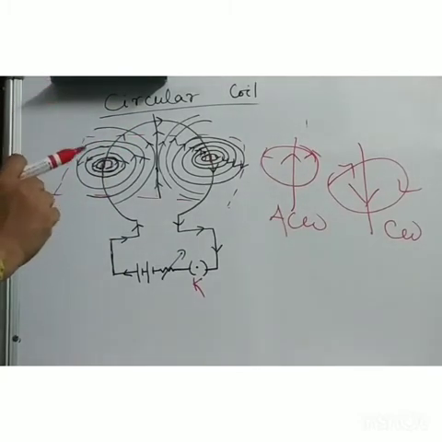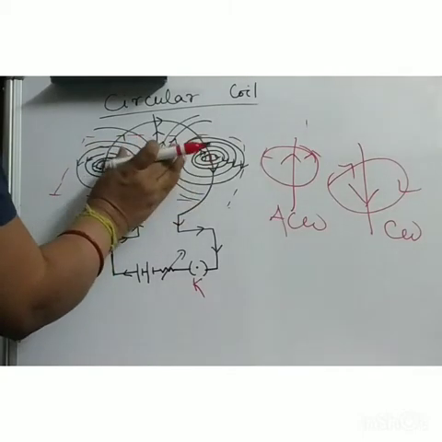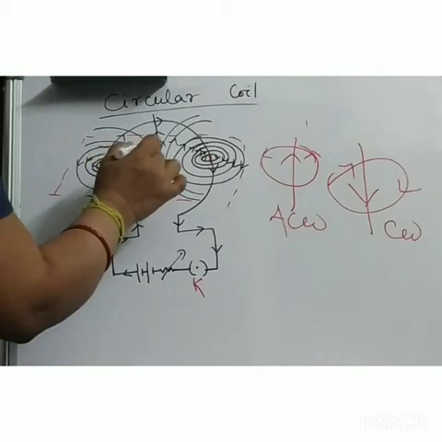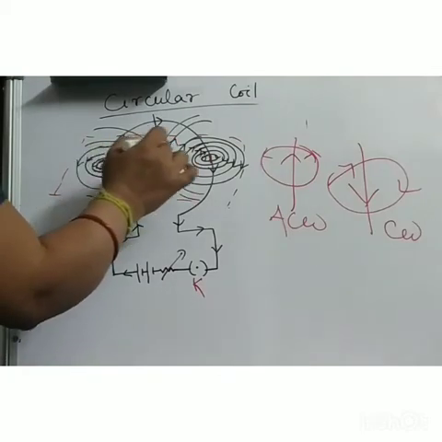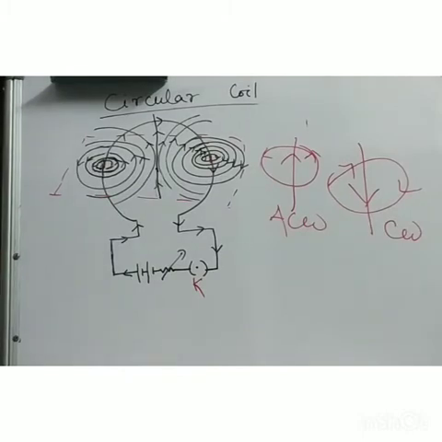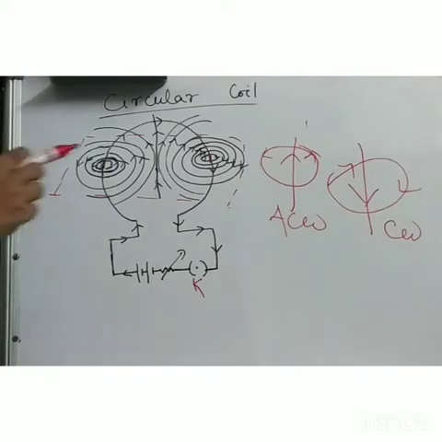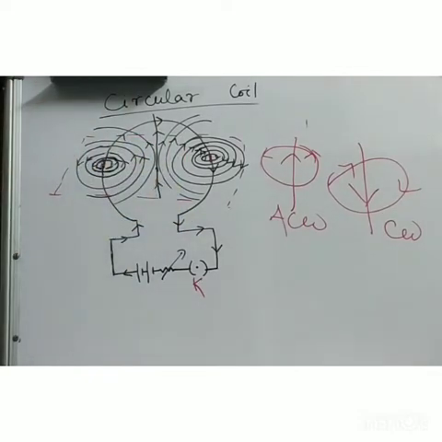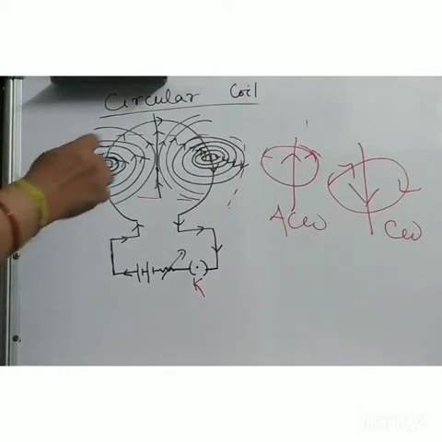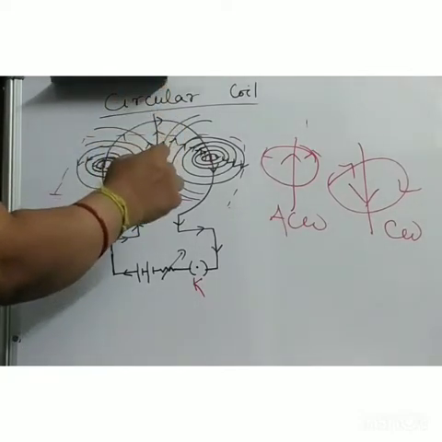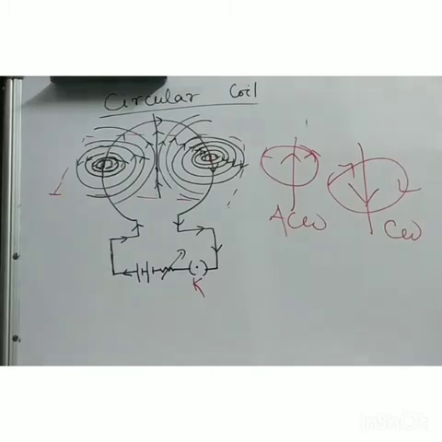Now observe, inside this space the magnetic field direction is the same. Can you realize? The field lines are in the same direction in the space enclosed by the coil. And the third point, what is your third point? Near the center of the coil, you can observe the field lines are nearly straight and parallel.